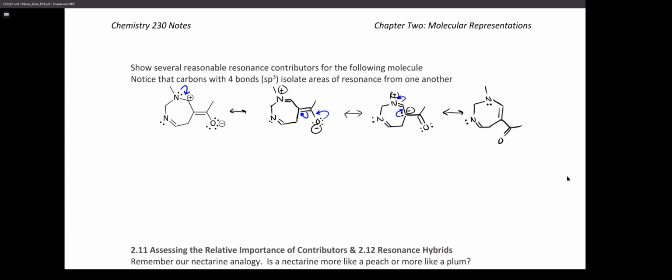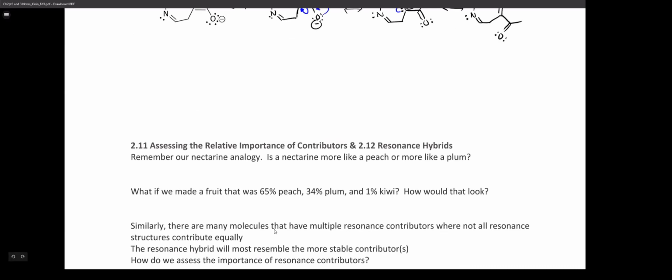Now, what is unique about the one on the right compared to the others? It's also the only one with no formal charges, right? Good. And let me put those lone pairs on oxygen. All right, so those are several cases that we have right there.